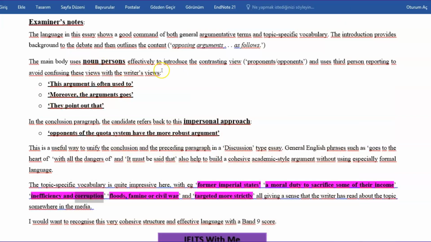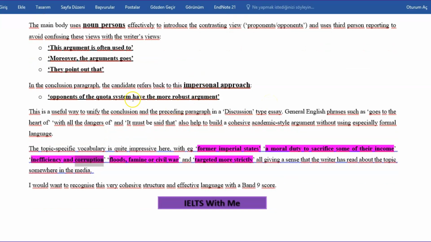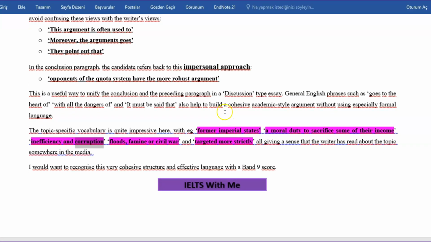The candidate uses noun persons effectively, and then uses third person reporting to avoid confusing these views, such as this argument is often used to, moreover, the argument goes, they point out that. And after that, in the conclusion paragraph, the candidate uses an impersonal style, right? And after that, the most important thing is the usage of topic-specific vocabulary, which is quite impressive.